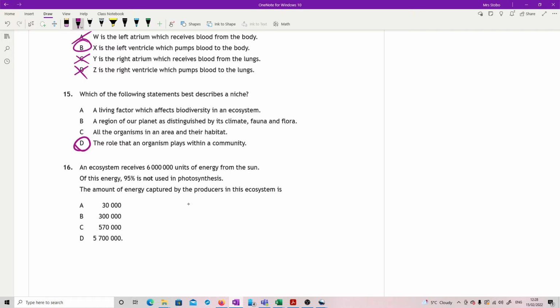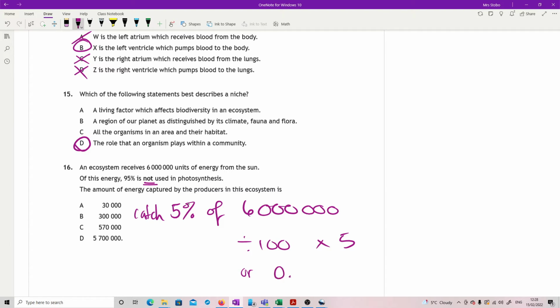Question 16. An ecosystem receives 6 million units of energy from the sun. Of this energy, 95% is not, that's in bold, used in photosynthesis. The amount of energy captured by producers in this ecosystem is... So if 95% is not used, that means you catch 5%. So I'm looking for 5% of my 6 million. However you want to do that, you can either divide it by 100 to get to 1% and then times by 5, or you could just times it straight off by 0.05 because that's your 5%, but you're looking for 5% of that, which is B.